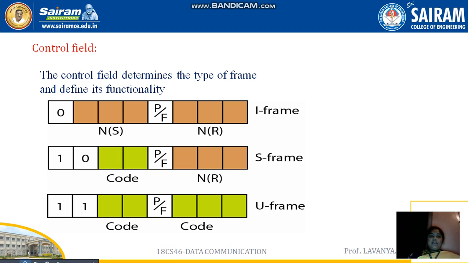Then this control field determines the type of frames, and it defines its functionality. The control field tells their functionality, meaning it is made up of a sequence of bits. That sequence contains some bit patterns. Here, these are all numbers, meaning there is a sender side number, and this will be the receiver side number. This is what framing looks like.